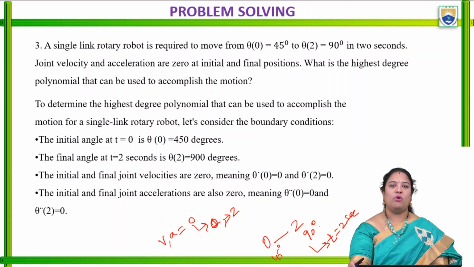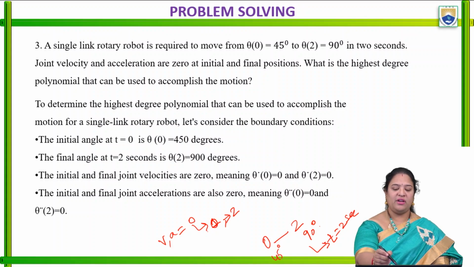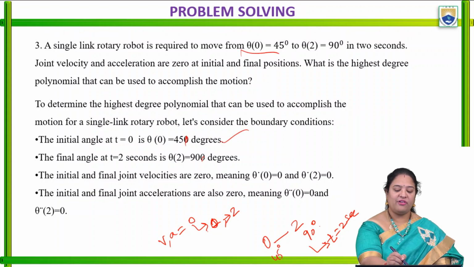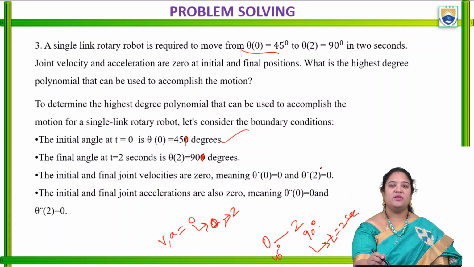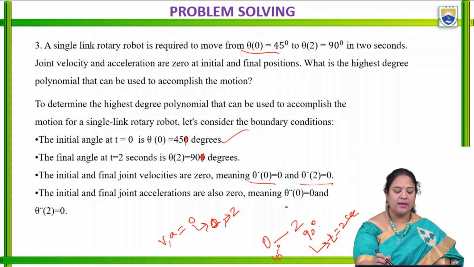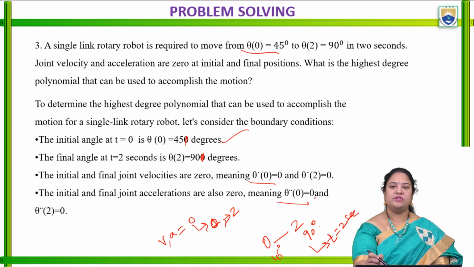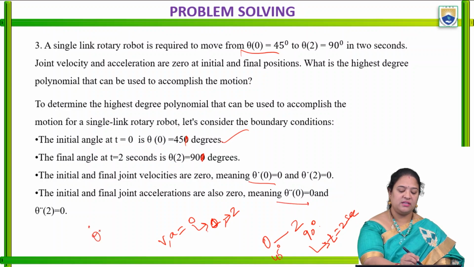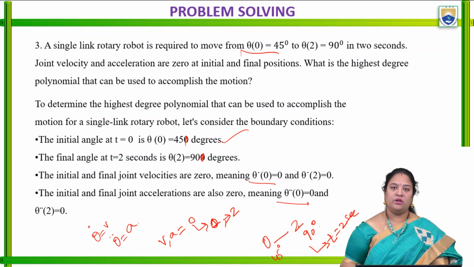What is the highest degree polynomial that can be used to accomplish the motion? That we need to find out. Already we have the initial position at an angle of 45 degrees, and at the final position it is at an angle of 90 degrees. At the initial and the final positions the joint velocities are 0, that is theta dot is equal to 0, and the acceleration is also equal to 0. Velocity we write as theta dot and acceleration as theta double dot. So both are equal to 0 at the initial and the final position.